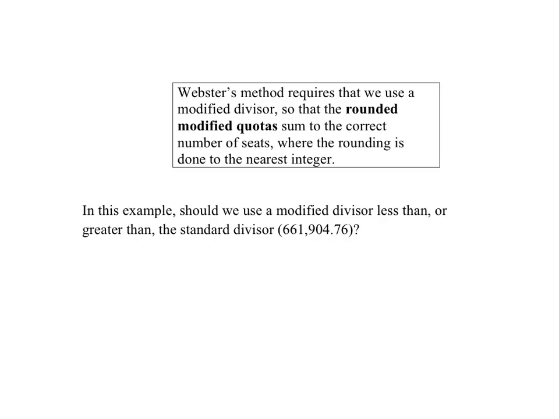Webster's method requires us to select just the right modified divisor. There will be a whole range of possible ones, but we need to find a modified divisor so that the rounded modified quotas sum to the correct number of seats, where the rounding is done to the nearest integer in the conventional way. Now in this example, which had 21 seats, but the standard quotas, after we rounded them, added up to 22 seats, should we use a modified divisor less than or greater than the standard divisor? Think about that before going on to the next video.